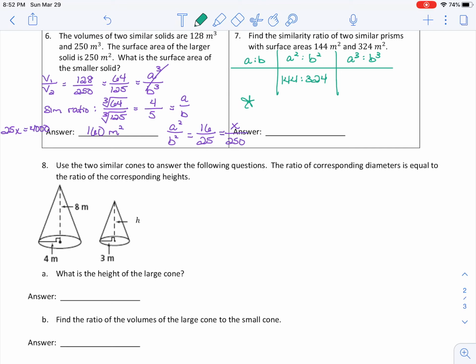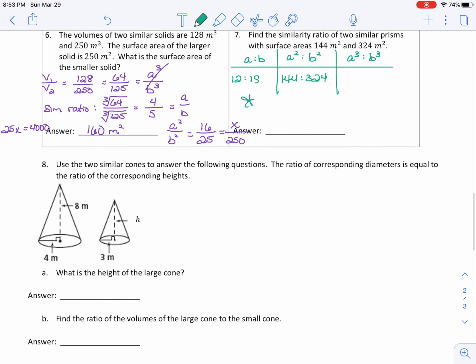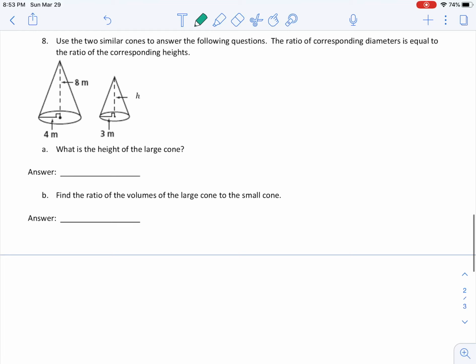This problem, though, only asks for the similarity ratio. It just wants home base. To get to home base, I just need to knock out these squareds. So I will square root 144, and I will square root 324. But because I would like full credit, I will not leave a fraction unreduced. 6 divides into both those. 2 to 3 would be my reduced ratio. You'll notice we were never asked anything about volume, so I just am not going to do anything with it.